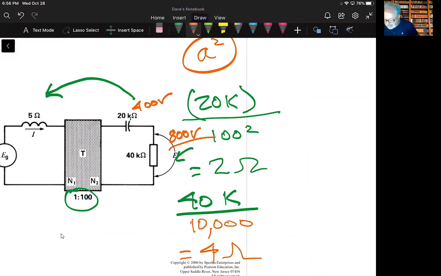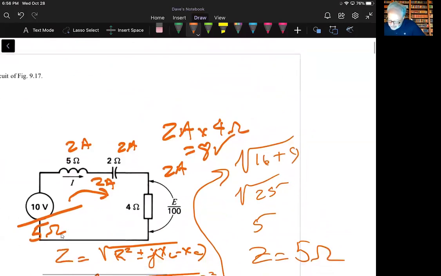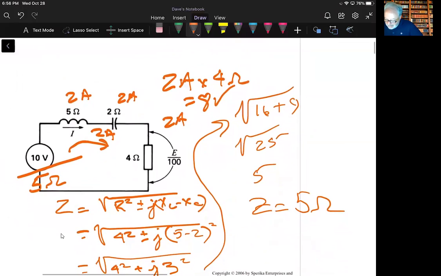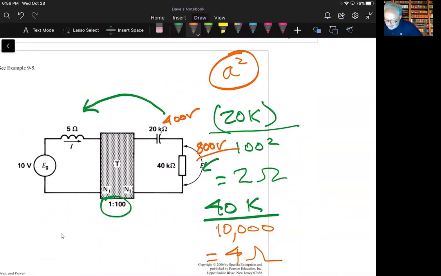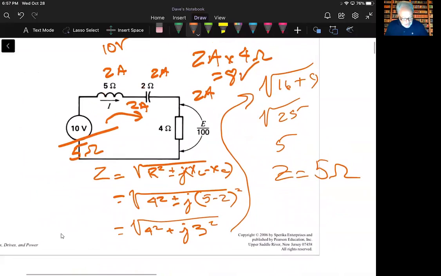All of this is pretty straightforward, pretty easily done. I've got 2 amps through 5 ohms here, that would be 10 volts. And of course, it never moves from the primary to the secondary side. You look at it and say, well, that certainly makes sense, because if I look at just this portion of that circuit, there's only one element, so it would have to drop the total voltage there.